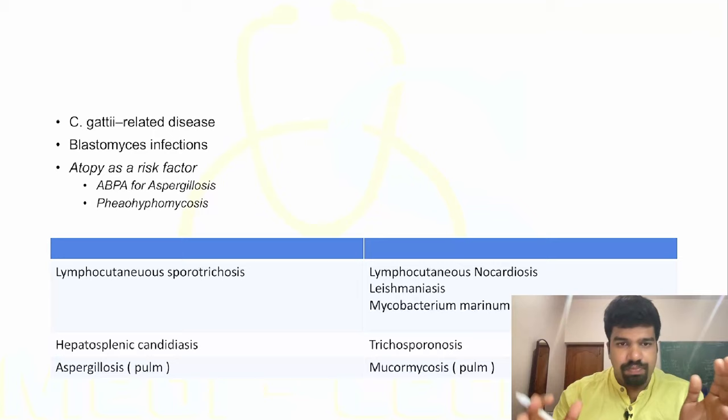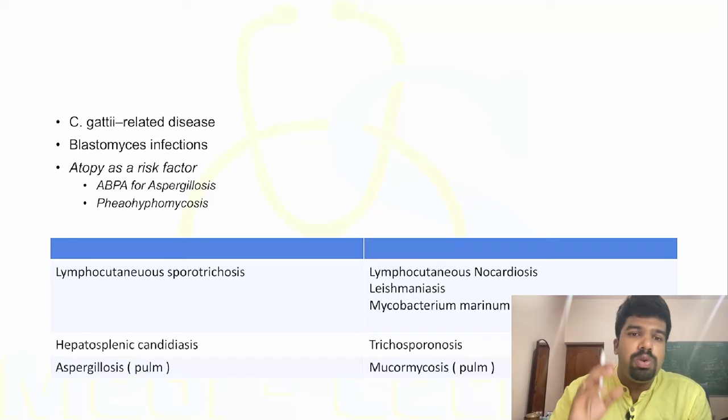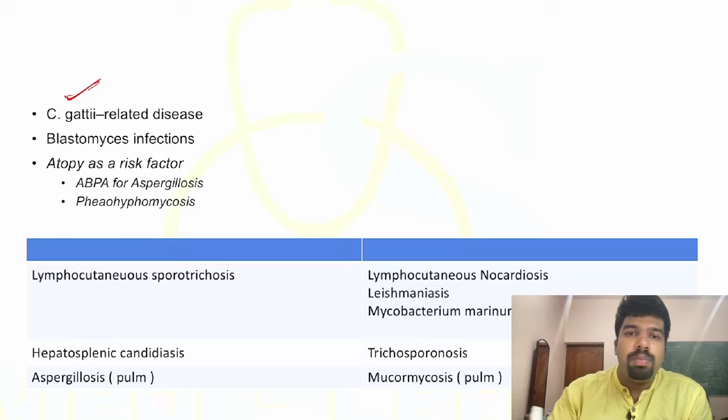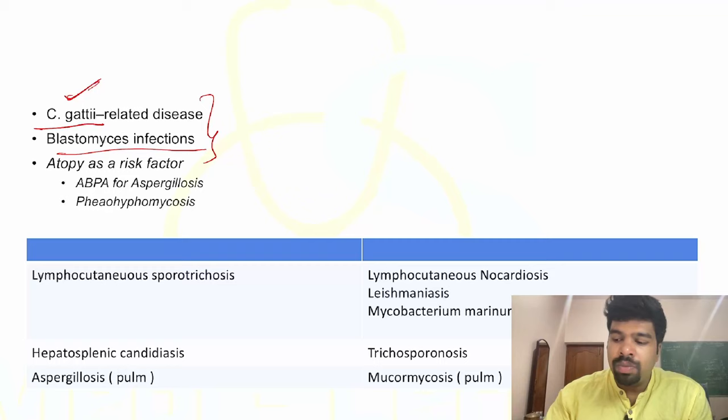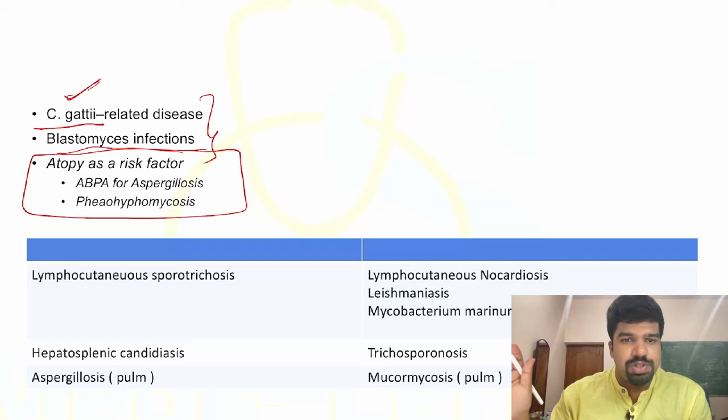Now, can there be fungal infections where the patient is immunocompetent? Yes, there are fungi like Cryptococcus gattii and Blastomyces infections, which are not very specific for an immunocompromised state. That means they can occur in immunocompetent patients also. Atopy is a risk factor. All of us know that atopy is a risk factor for aspergillus, allergic bronchopulmonary aspergillosis. But you should also know that phaeohyphomycosis is an important fungal infection present in patients with atopy. So you should know that Blastomyces and Cryptococcus gattii can occur in patients with no immunocompromised state also. This is a very important fact.